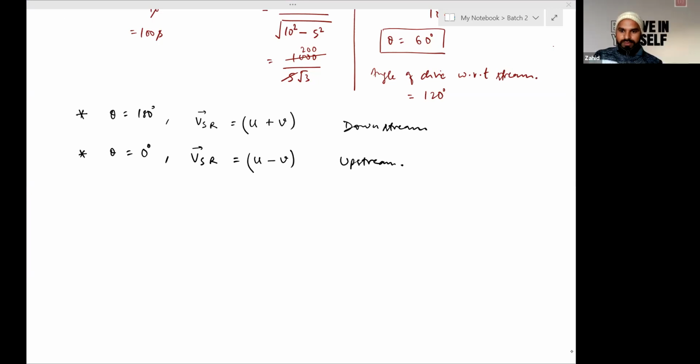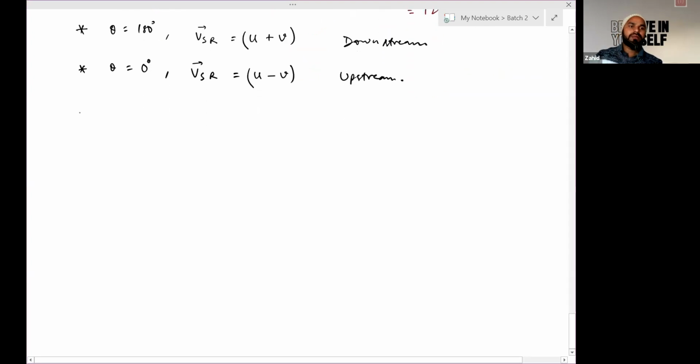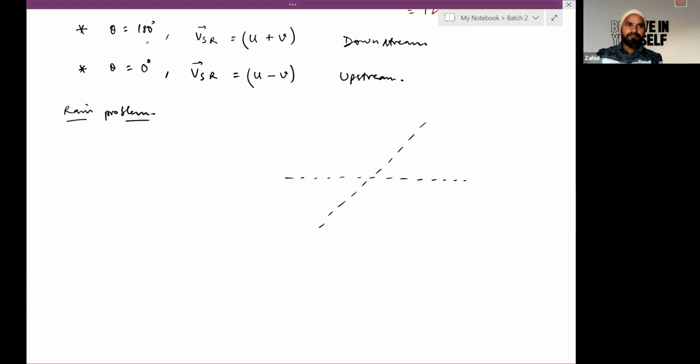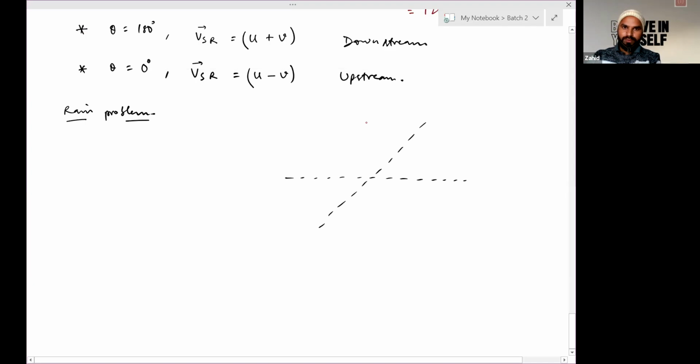Okay. So the next thing in this relative motion is the rain problem. This is east-west. This is north-south. And this is a vertical motion or vertical path. East, west, north, south.